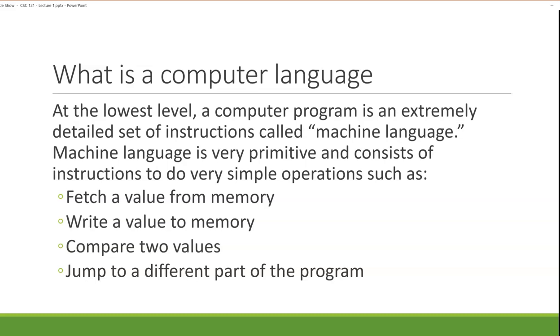At the lowest level, a program is an extremely detailed set of instructions called machine language, ones and zeros. Machine language is incredibly primitive and consists of very simple instructions such as fetch a value from memory, write a value to memory, compare two values, subtract two values, or go to a different part of the program. Very detailed programming and very hard to get right.